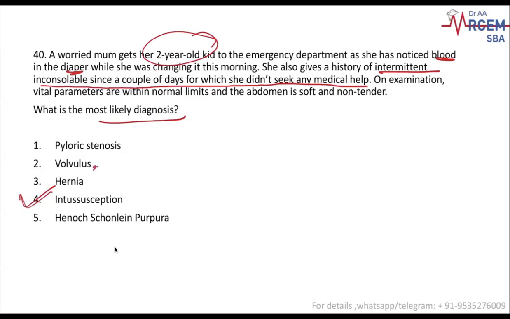Volvulus presents with abdominal obstruction. Hernia, usually it's umbilical hernia. They usually suggest a mass. Henoch-Schonlein purpura: joint involvement, joint pains, periarticular swelling. Some hematuria can be present along with a classical maculopapular rash over the lower limbs. Extensor surfaces are involved. Pyloric stenosis usually presents with vomiting, non-bilious vomiting, where HCl is lost, leading to a metabolic alkalosis with hypochloremia.